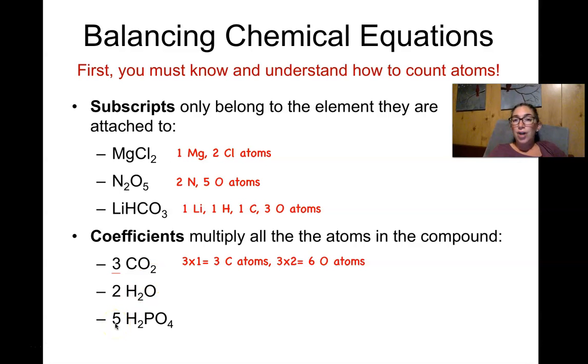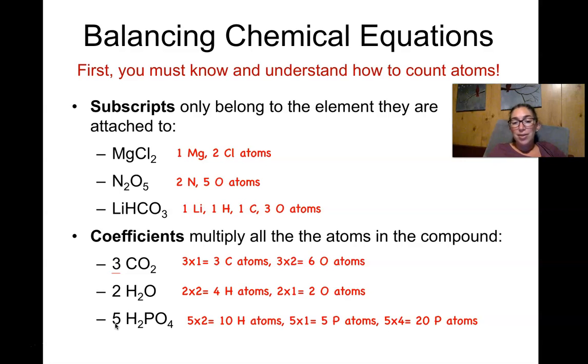The next one, so try these, you can pause and try these yourself. If we have 2 water molecules, that means we actually have 4 hydrogen atoms and 2 oxygen atoms. And if we have 5 phosphoric acid molecules, then we actually have 10 hydrogens, 1 phosphorus, and 20 oxygens. A couple of typos in this lecture, okay? 20 oxygen atoms, 5 times 4.